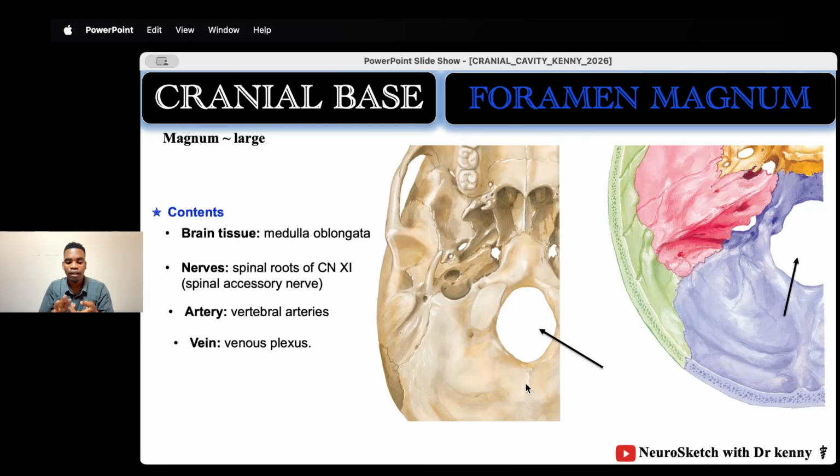One more time, the foramen magnum is going to be for your medulla oblongata. It's going to be for the spinal roots of the spinal accessory nerves. It's going to transmit the arteries. Which arteries? The vertebral arteries. And lastly, it's going to transmit the venous plexus. That sounds like pretty much it.